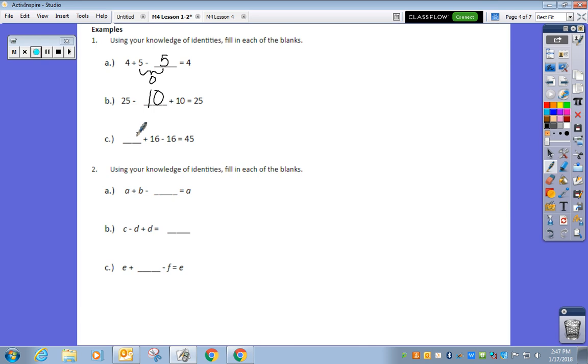I'm starting with something, adding 16 to it, subtracting 16 from that, and winding up at 45. That means I should have started with 45. Number 2 now brings in the variable aspect of this. So if I have A plus B minus something to get A, I must be subtracting B. If I have C minus D plus D, that would bring me back to C again. And if I have E plus something minus F to get E, it must be F that I'm adding on.